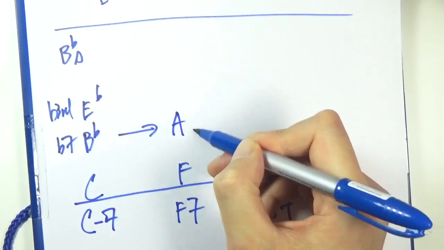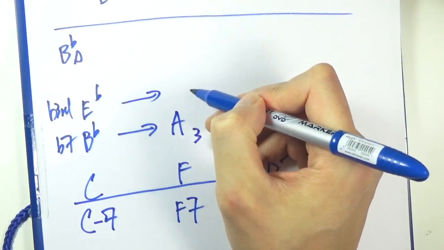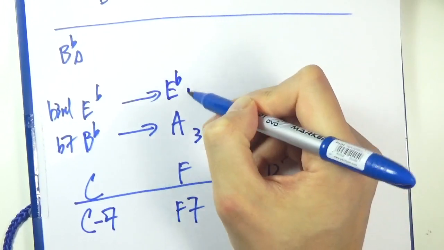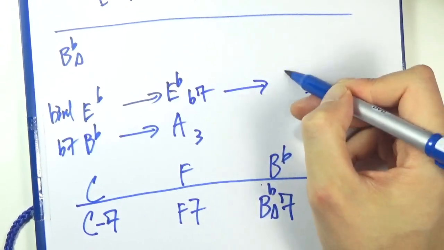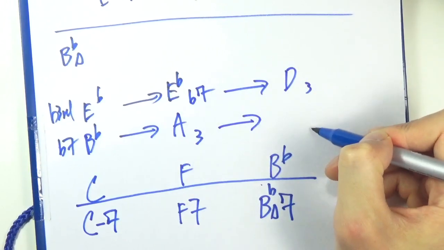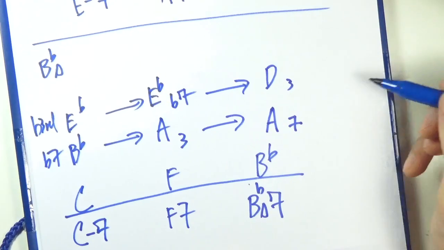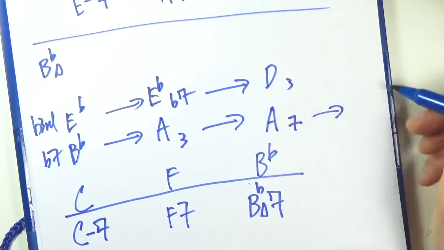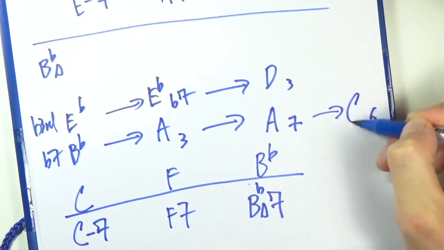So A, it's the major third. Third becomes the flat 7 here, flat 7, E flat. Flat 7 becomes the third, major third, so D. Third becomes the major 7th here, so that's A. Finally, resolve the 7th here into a 6, so that's G.